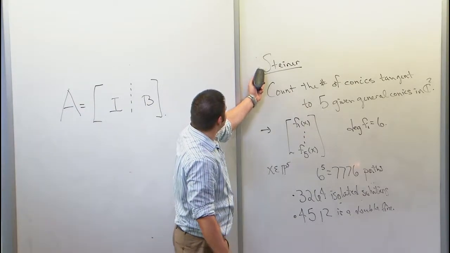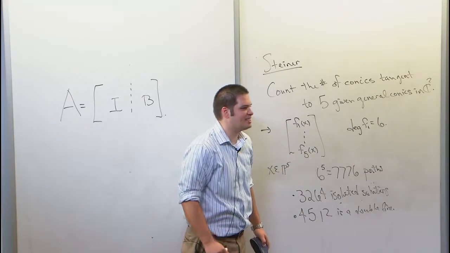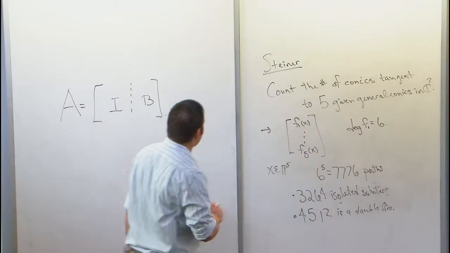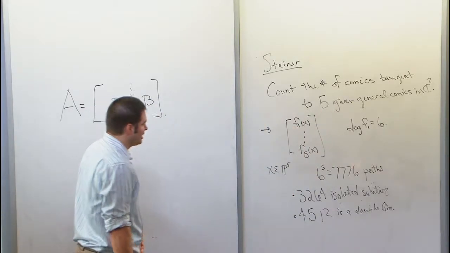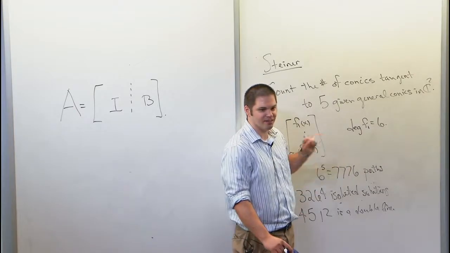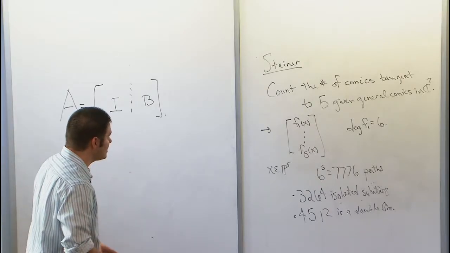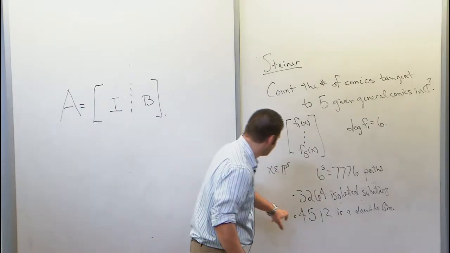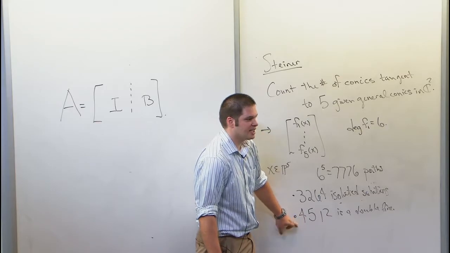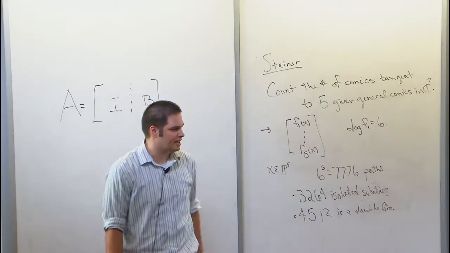So Steiner in roughly 1848 did not have access to modern computers. You can do this computation relatively fast and see that the answer is not 7,776, but indeed 3264. This also proves that there are no other connected components. The only connected components in this system are exactly the double lines.